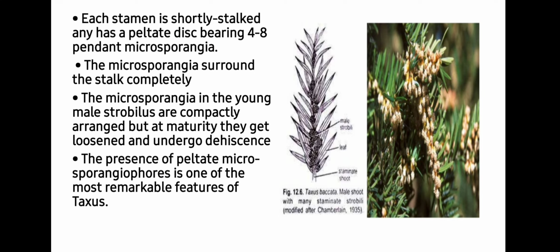The microsporangia surround the stalk completely. The microsporangia in the young male strobili are compactly arranged, but at maturity they get loosened and undergo dehiscence. The presence of peltate microsporangia is one of the most remarkable features of Taxus.